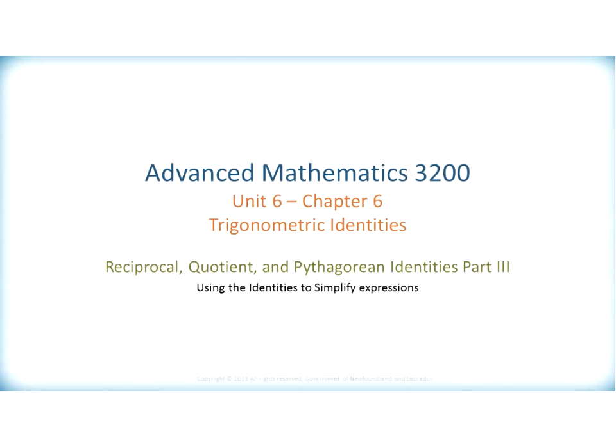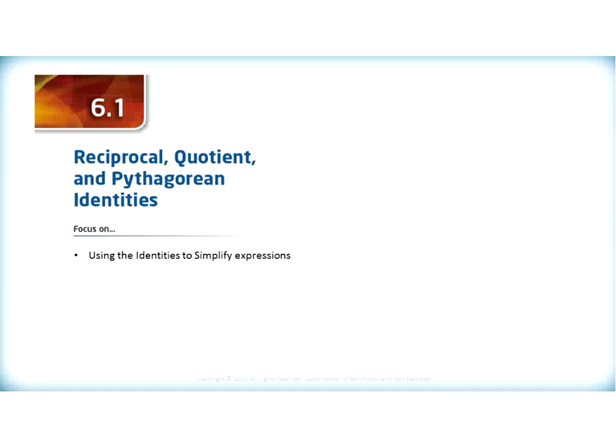Okay, in this lesson we're going to be looking at Unit 6, Chapter 6, Trigonometric Identities again. And now we're looking at Reciprocal, Quotient, and Pythagorean Identities, Part 3. And we're going to look specifically at using the identities to simplify expressions. So again, the focus is simply going to be on using those three types of identities that I just mentioned on simplifying expressions.